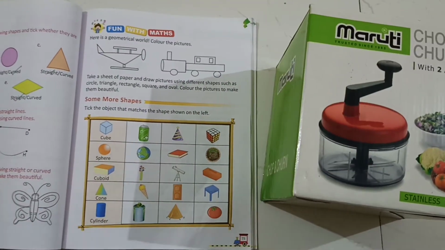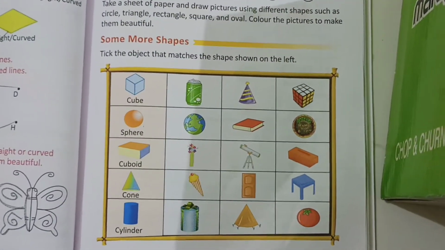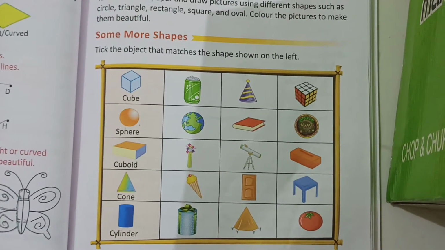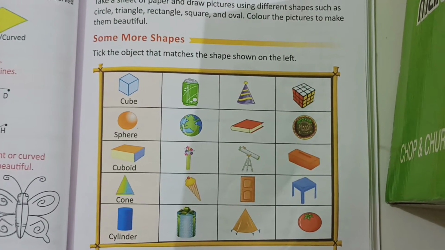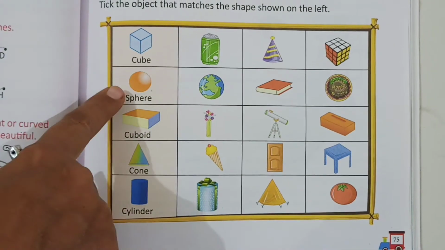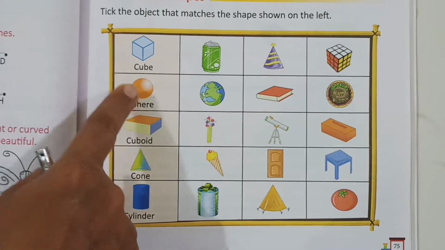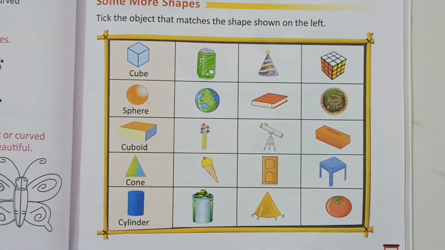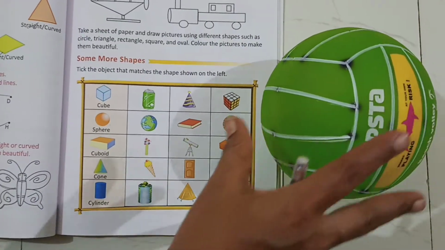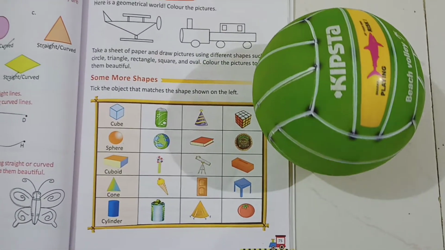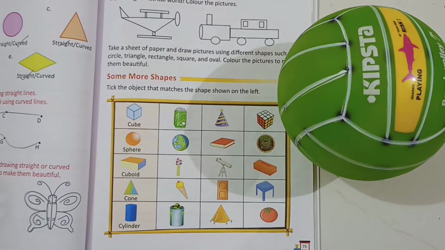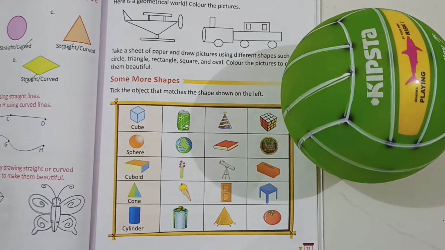Some examples of cube are ice cube, sugar cube, dice, gift box and building blocks. Next shape is sphere. Sphere is a geometric round shape. This is an example of sphere shape. Some other examples of sphere shape are ball, orange, marble, bubble and planets.